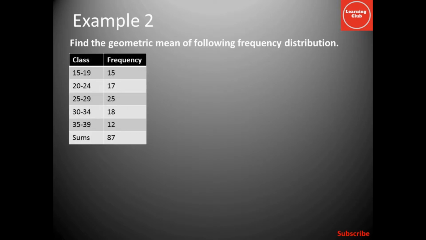In order to clear our concept, consider example number 2. Find the geometric mean of the following frequency distribution. You can see that in column number 1 we have classes and in column number 2 we have frequencies. The sum of frequencies is 87. Now we have to find x, which is the upper class boundary plus the lower class boundary divided by 2. In other words, we have to find the class boundary midpoint of the given classes. The formula of geometric mean is G is equal to antilog of summation f log x divided by summation f.